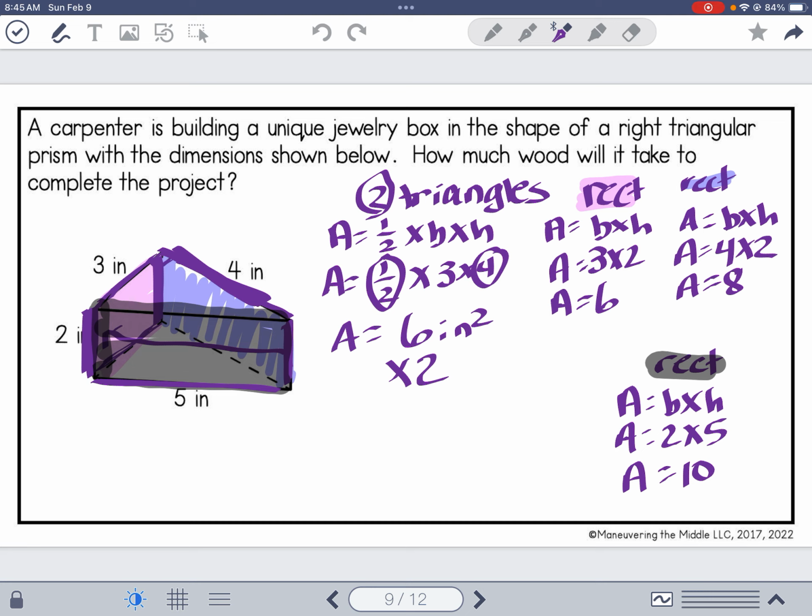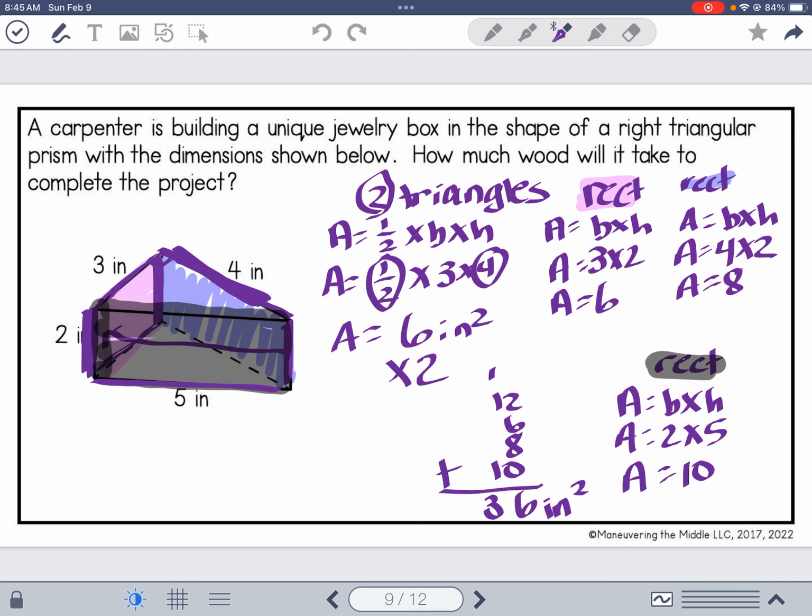Well, let's go back to our triangles. My triangles are my base, and I know I have 2 of them. So 6 times 2 is 12. One rectangle is 6, another rectangle is 8, and the front rectangle is 10. Add those together. 36 inches squared.